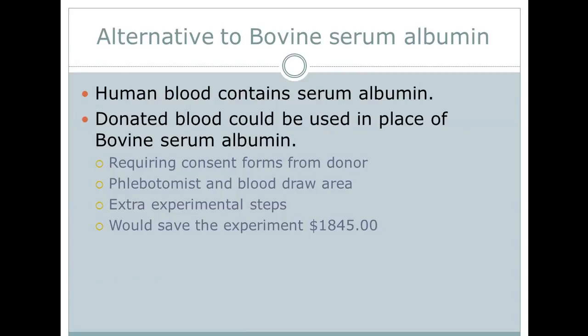Once the blood is acquired, it is to be centrifuged at 10,000 RPM for 3 minutes to pack all the cells at the bottom of the tube and leave only the serum albumin on the top to be decanted off.